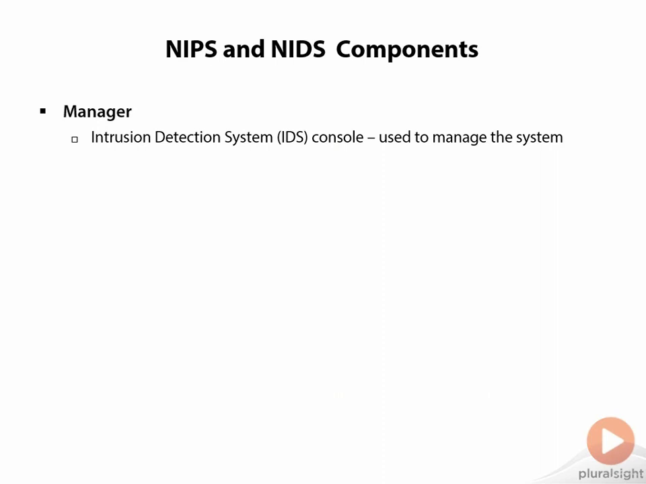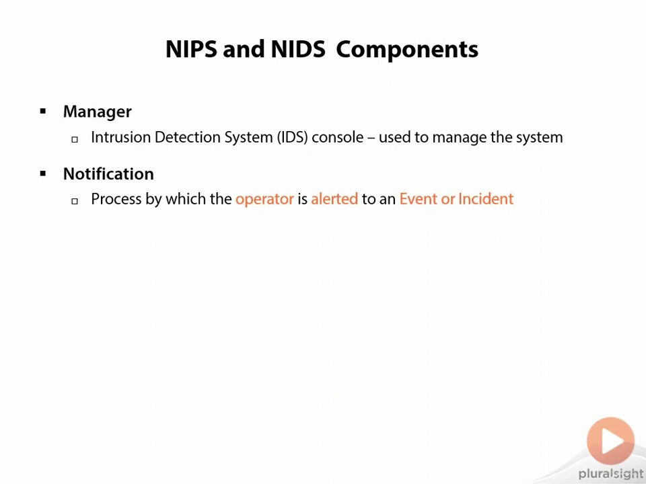Okay, so next we have a component called a manager. The manager is the intrusion detection system console. That's the piece of software that comes up on your screen, and that's what's used to actually manage the system. Next is a notification, which we talked about a little bit, but that's the process by which the operator, which is someone who's actually working the system here, is alerted to an event or an incident. The terms I have listed in orange are the terms we've already talked about.